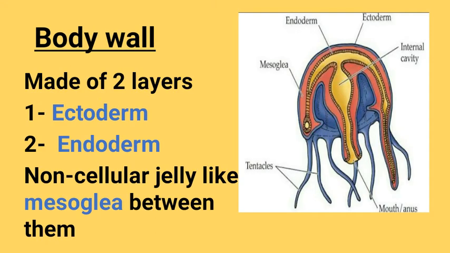Now let's discuss the structure of Phylum Coelenterate. The body wall has two layers. Outer layer is called ectoderm, clearly visible in this diagram, and inner layer is called endoderm. These two layers are separated by a jelly-like material called mesoglea.